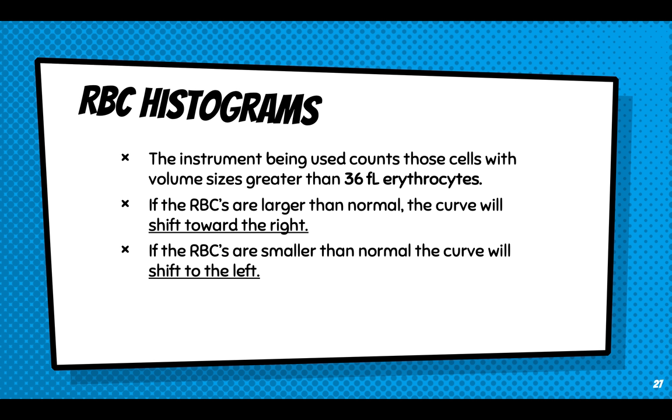Okay, so for you to be able to understand what are RBC histograms, I'll be discussing four very important things first. So in RBC histograms, the instrument being used counts the cells with volumes greater than 36 femtoliter, which are now considered as your erythrocytes. So technically, our goal is to have your RBC histogram at the center. I'll be showing you a picture later on. So if the RBCs are larger than the normal, the curve will shift to the right, and if the RBCs are smaller in size, they will be shifting to the left.